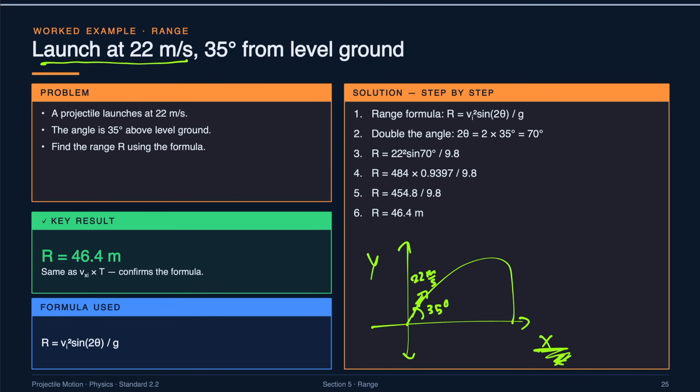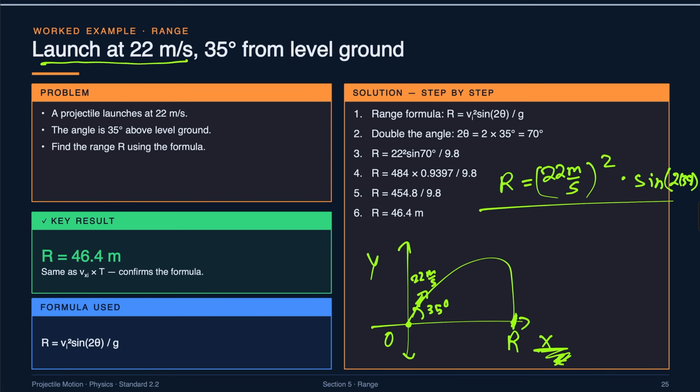And then find the range r using the formula. So the range r is over here because we start at 0. R is equal to velocity initial squared. So what is my velocity initial squared? 22 meters per second squared times sine of 2 theta, 2 times 35, over 9.81 meters per second squared.